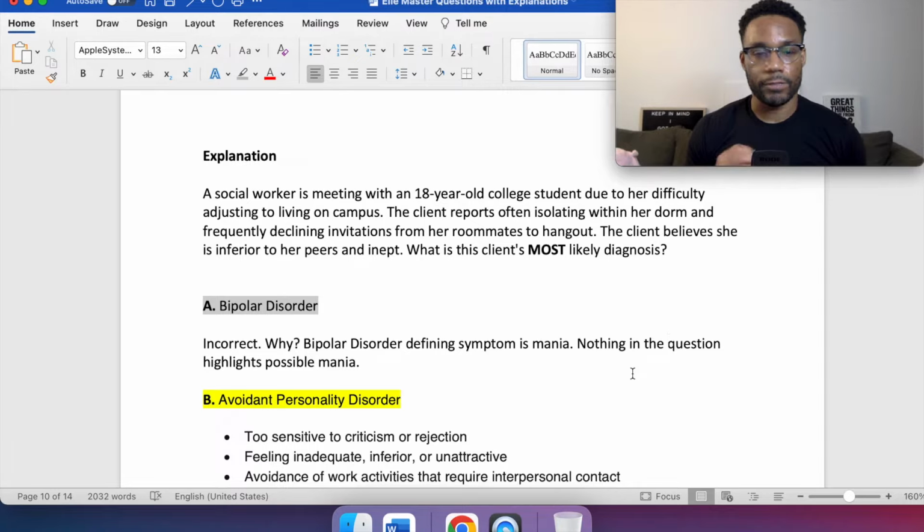Bipolar disorder, which is A, is incorrect. Why? Bipolar disorder's defining symptom is mania. Nothing in the question highlights possible mania. So when we're reading through this, we might say, could it possibly be bipolar? We want to know about bipolar, whether it's bipolar 1 or 2, and we know a needed characteristic is the mania, elevated mood, doing things of that nature. There's nothing in that question stem that speaks to that. So that's why bipolar would not be the most likely diagnosis.